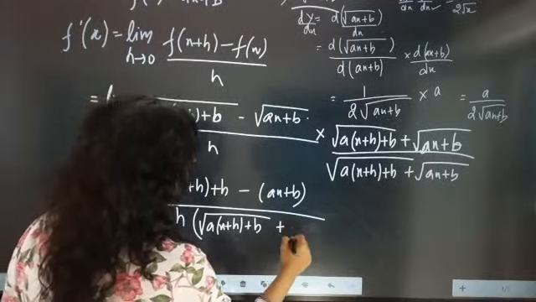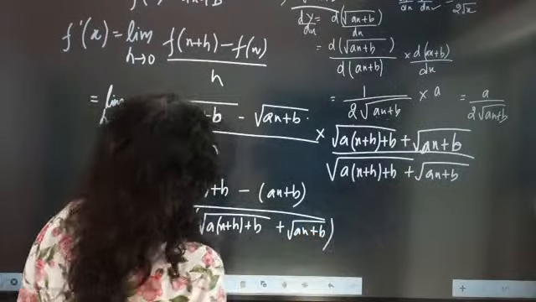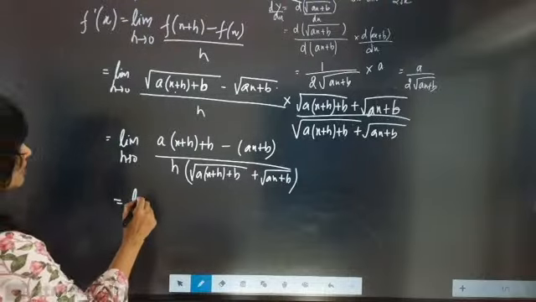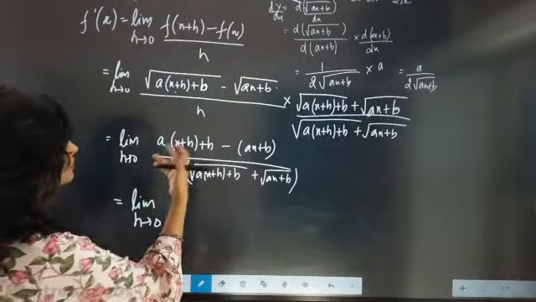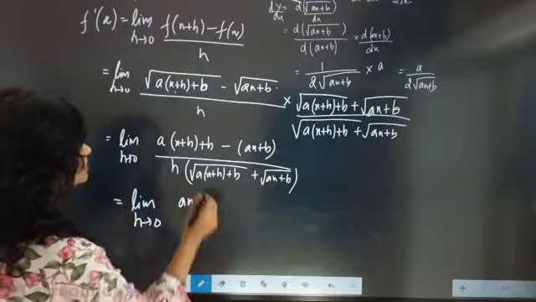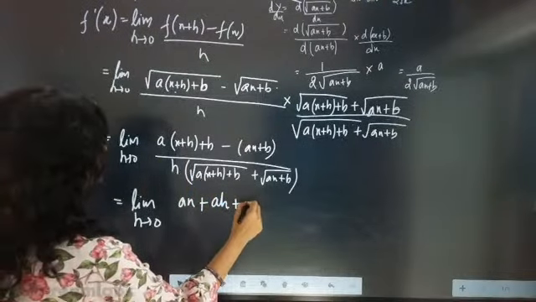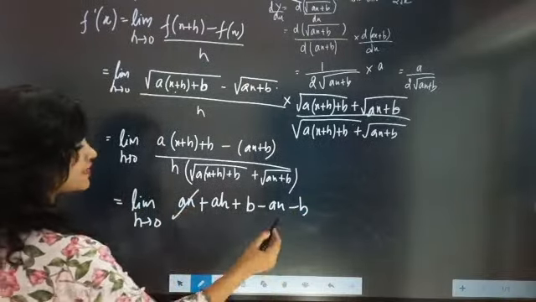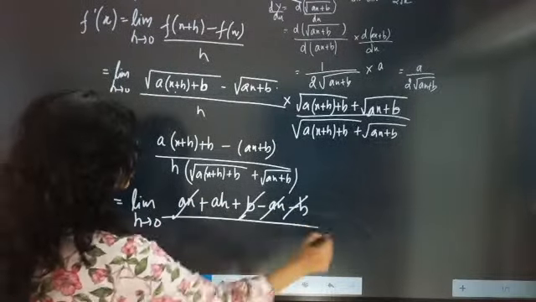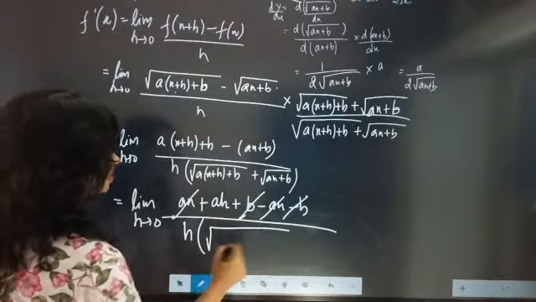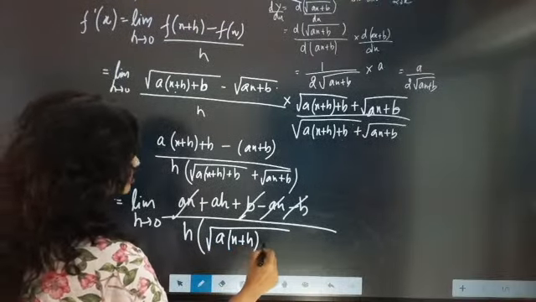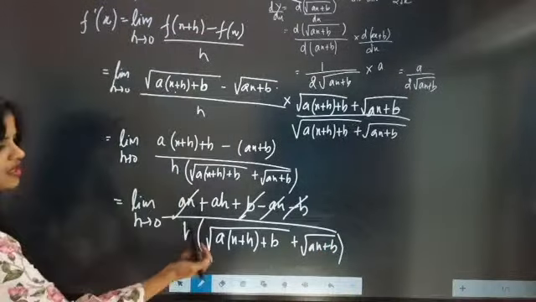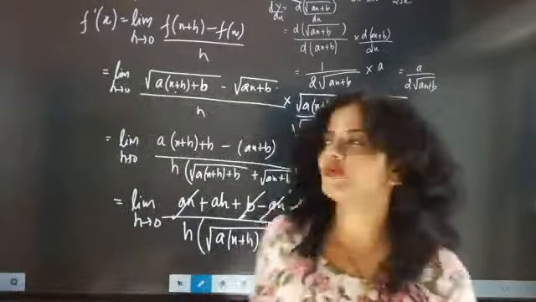Trust me, this is nothing but a joke. It only looks difficult, but once you have a grip on the part, you will be able to let it dance in any rhythm. So it is exactly going to come as ax plus ah plus b minus ax minus b. Story over, this and this and this and this are gone. So now it is going to come as h over root under a(x plus h) plus b, root under ax plus b. Now what to do? Nothing to do. h and h is coming, one last step and you will be getting the answer.